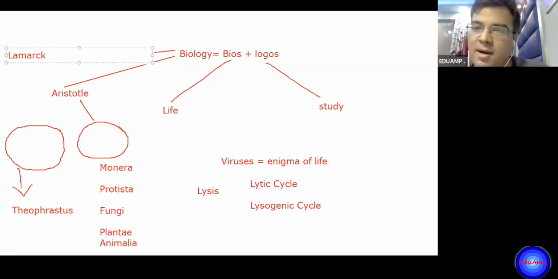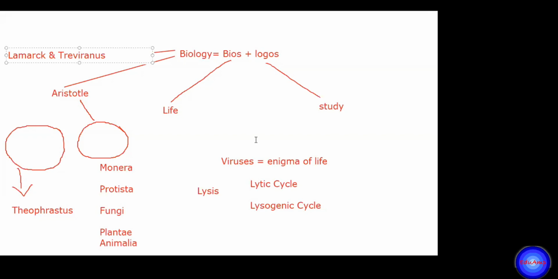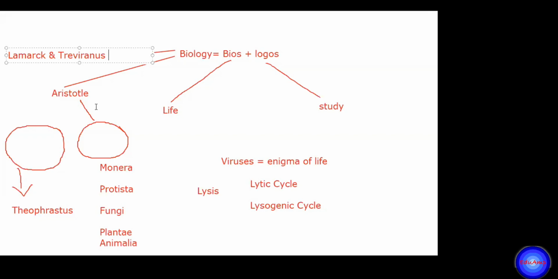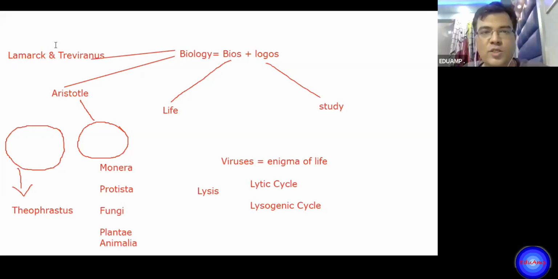Lamarck. Okay, Lamarck and Treviranus. These were the two persons who gave the term biology. Lamarck and Treviranus. Is it fine? Note it down. I hope you are noting down the things so that you don't forget it again. Is it clear? So this person Lamarck was very, very important.